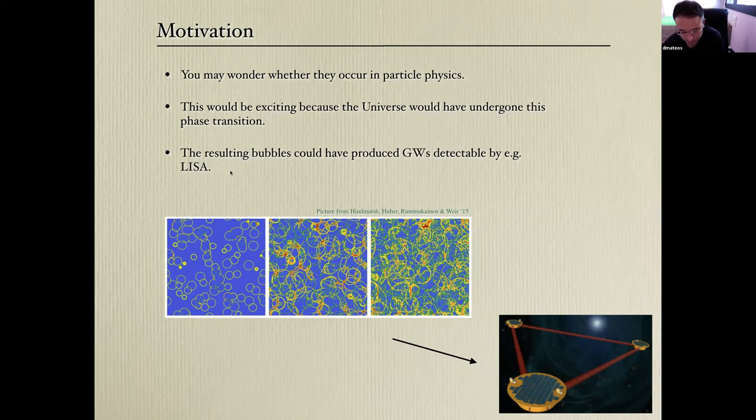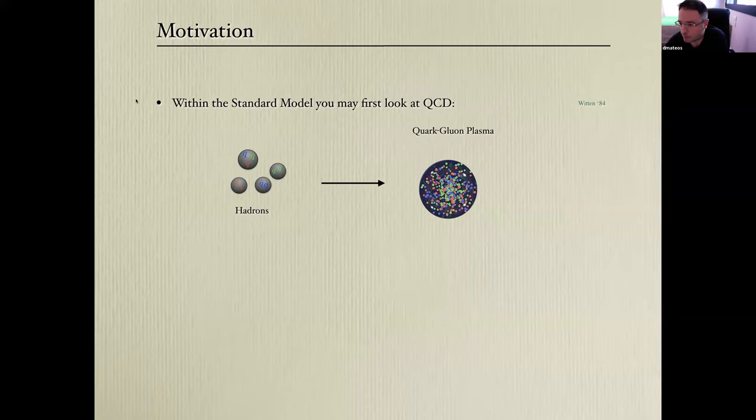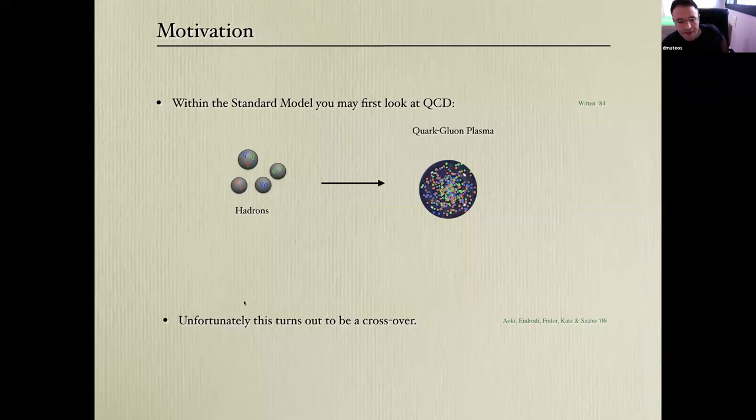So the first place you may look at in order to see if this could have happened in the history of the universe is within the standard model, in quantum chromodynamics, because you know that there is a transition between the hadronic phase at low temperature and the quark gluon plasma at high temperature. Unfortunately, we know now, I think, very robustly that this is actually a crossover. It's a continuous and smooth crossover, not a first order phase transition.